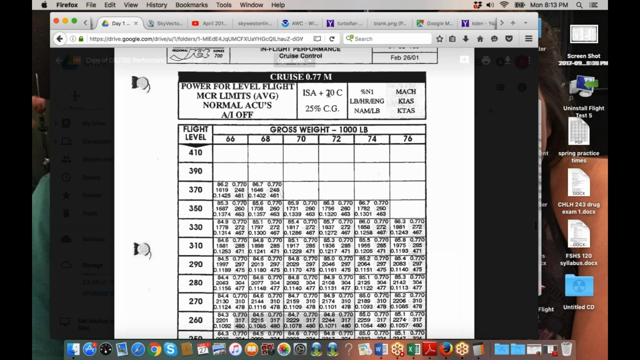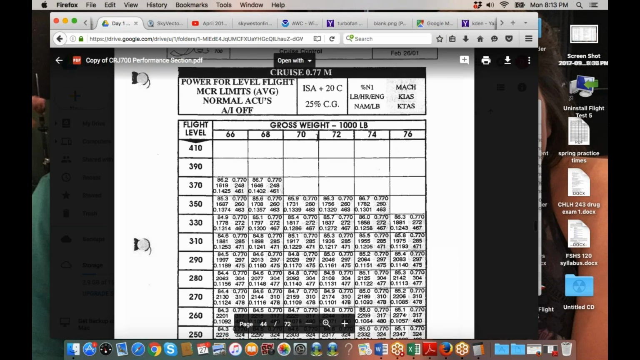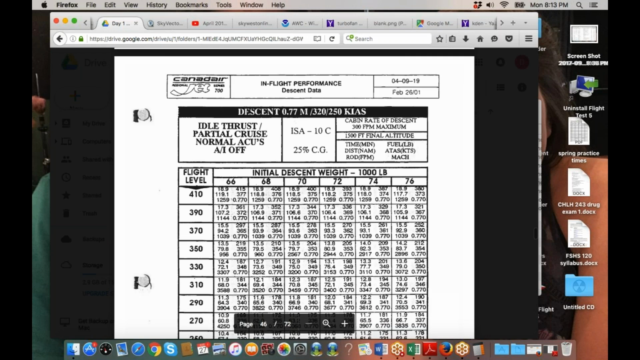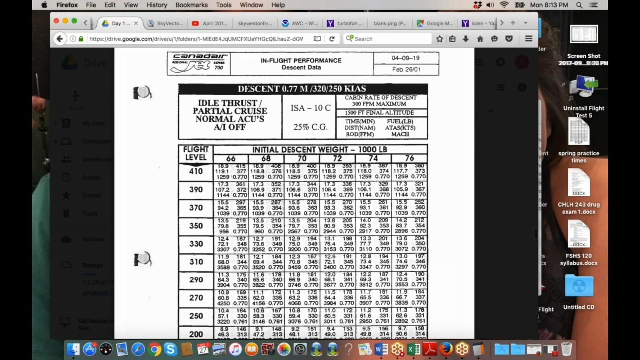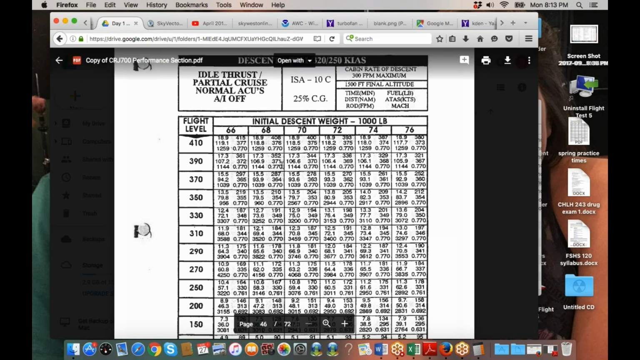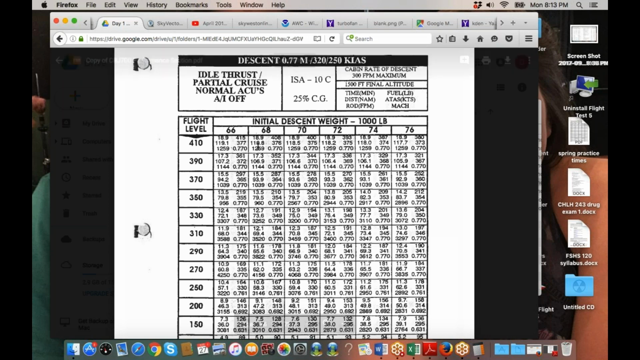And this is just a lot of the same stuff. So these are the descent tables. Check out the fuel burns on these. I mean, even the highest one is up at like 400 pounds.